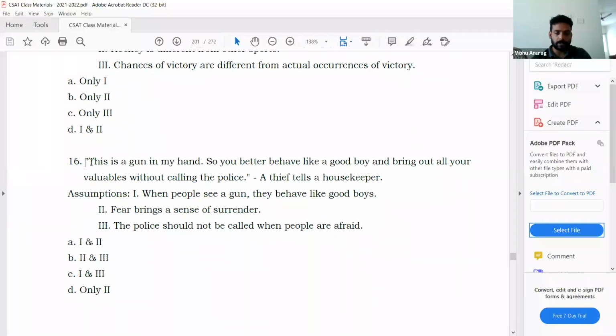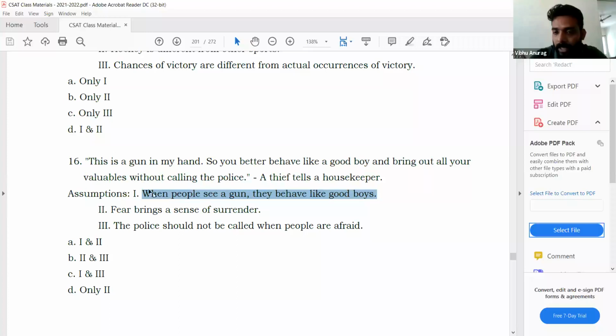Now, in question number 16, the thief is threatening the housekeeper. So, assumptions of the thief. Number 1, when people see a gun, they behave like good boys. A valid assumption would be when people see a gun, they may not behave like good boys. He's showing a gun: you better behave like a good boy. If he already believes that when people see a gun, they behave like good boys, there is no need to give this warning. He's giving a warning because he believes this person may try to call the police or do something.